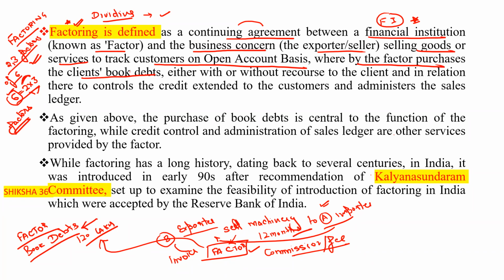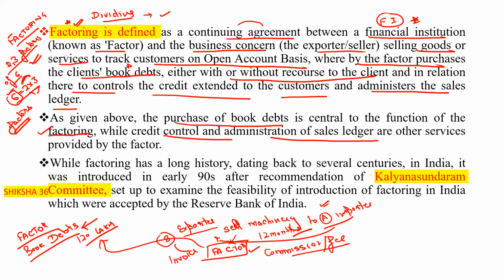Whereby the factor purchases the client's book debts either with or without recourse to the client, and in relation thereto controls the credit extended to the customers and administers the sales ledger. So as given above, the purchase of book debts is central to the function of factoring, while credit control and administration of the sales ledger are other services provided by the factor. The main function is the purchase of the book debts.